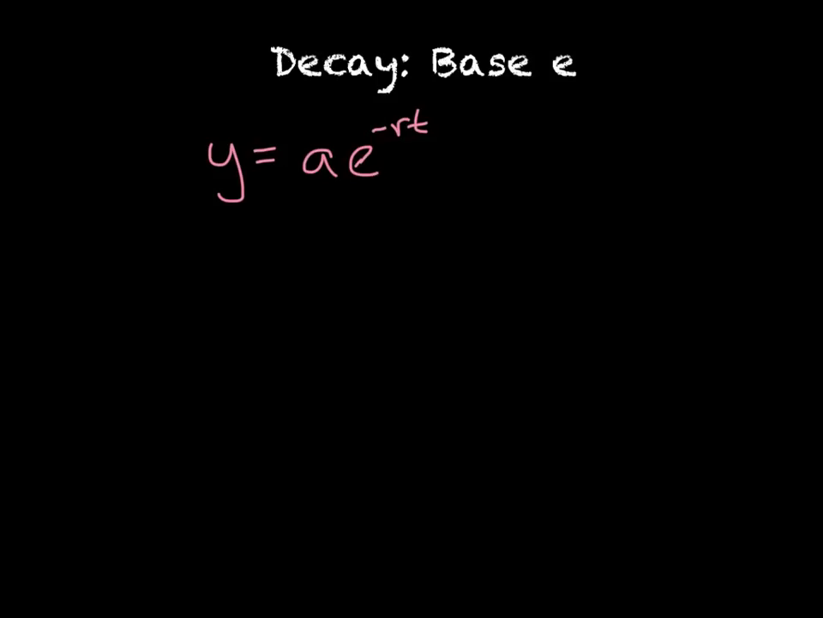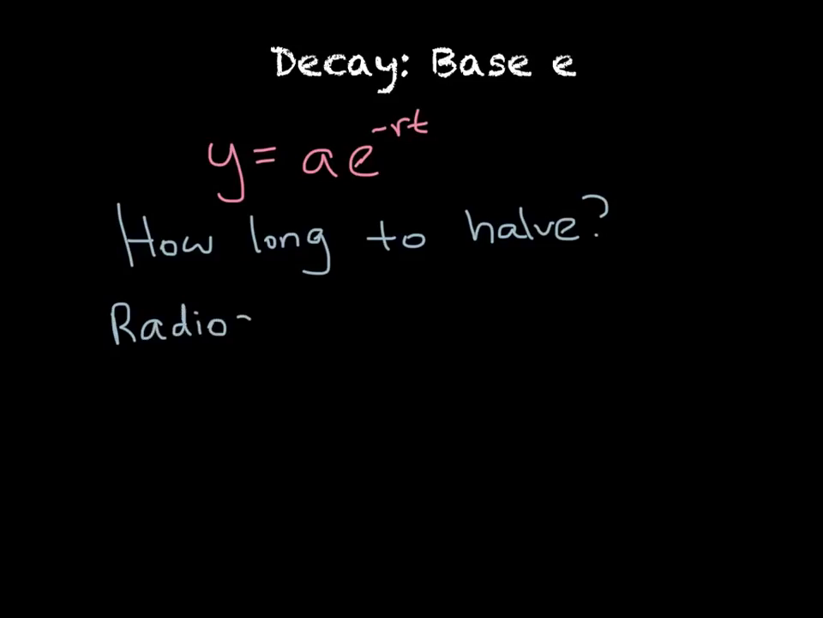Recall that with exponential growth, we often define something in terms of how long it takes the initial value to double. With decay, our population is decreasing, so instead we'll look at how long things take to halve. And in things like radioactive decay, we often call this the half-life.